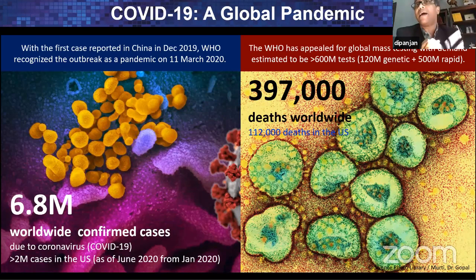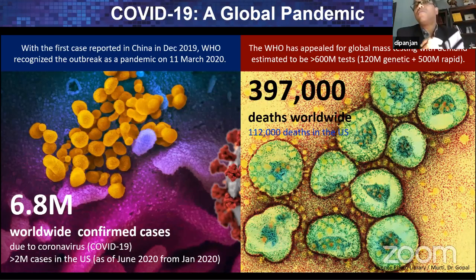WHO has confirmed that this is a global pandemic, and the way to control it is by doing global mass testing. In fact, what we are talking about today in the US is pool testing. That means we select a particular neighborhood, take the samples, either saliva or nasal swab, and test them as a whole. If one particular neighborhood becomes positive, then they will go deeper. So pool testing is coming, and global mass testing is going to help us a lot. The demand is going up every day.